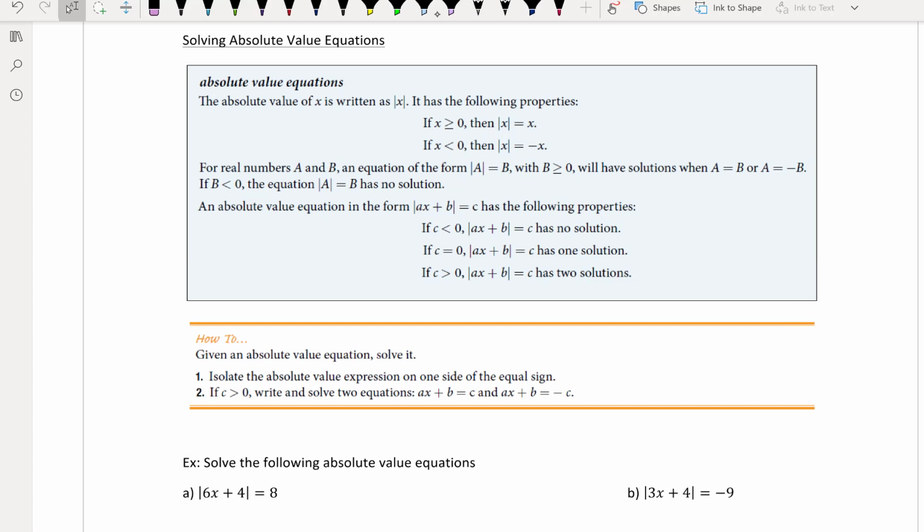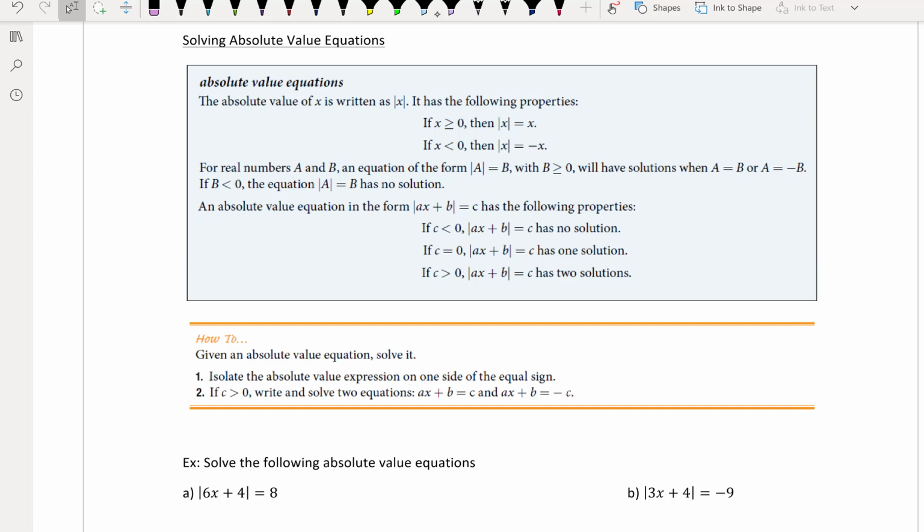Now we're going to be moving into solving absolute value equations. What we know is that if we have the absolute value of x on the number line, it tells us how far away it is from 0. So we never really say the absolute value of x is equal to a negative value. We just say that since distance is always positive, it's always going to be a positive number.